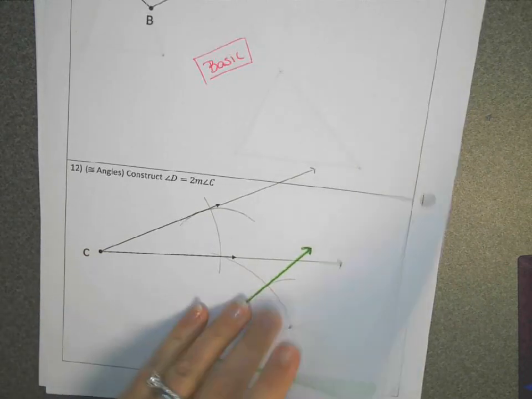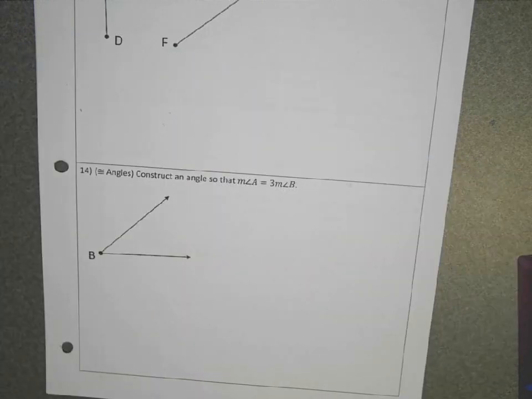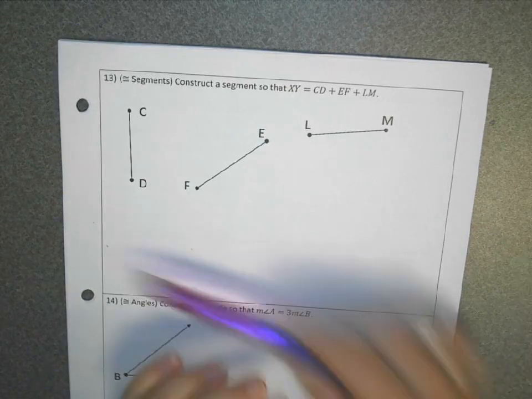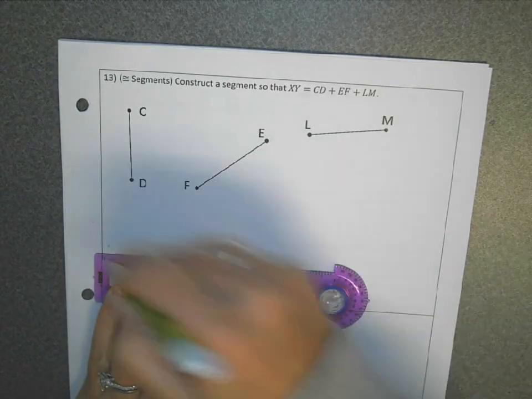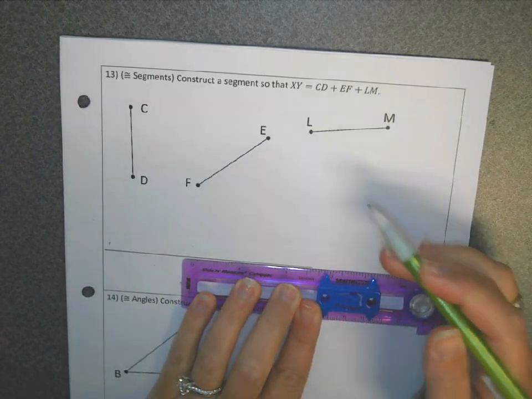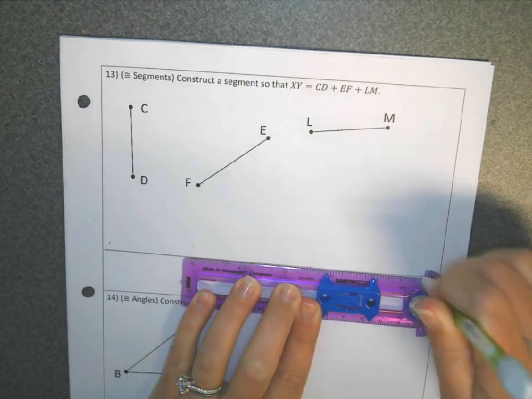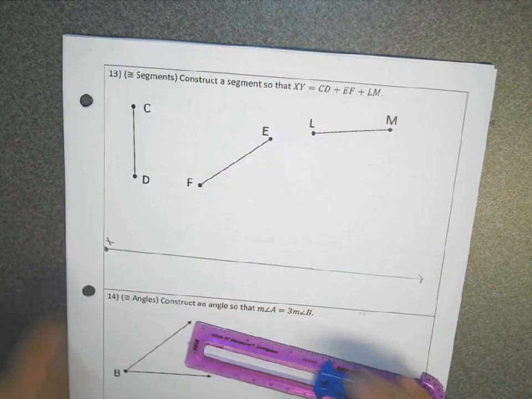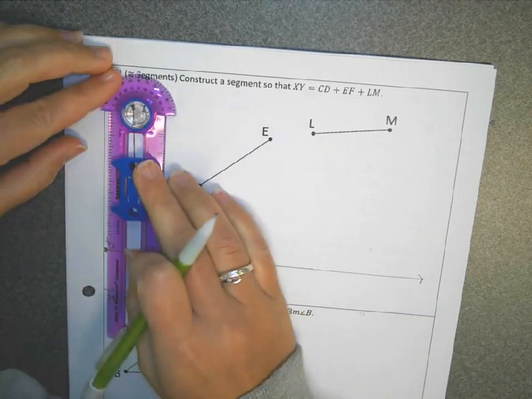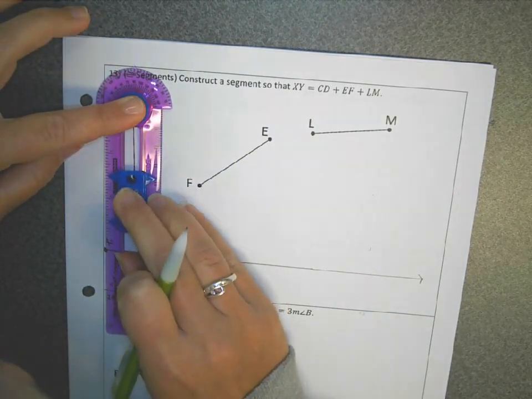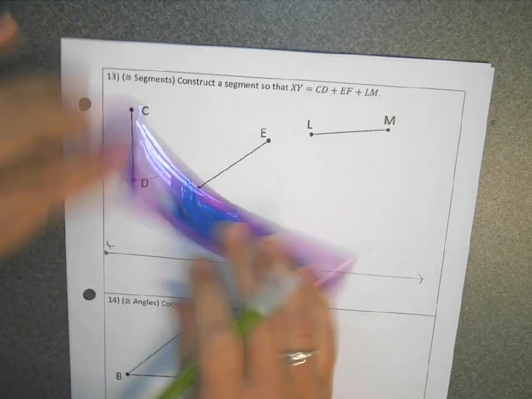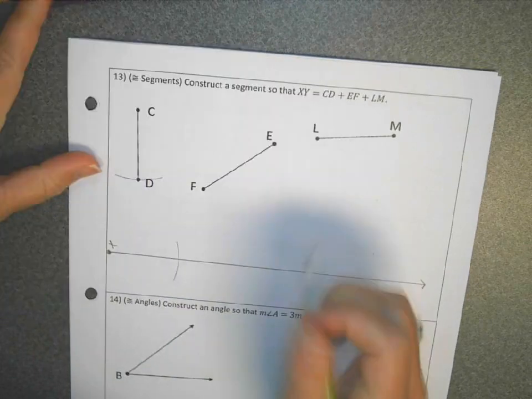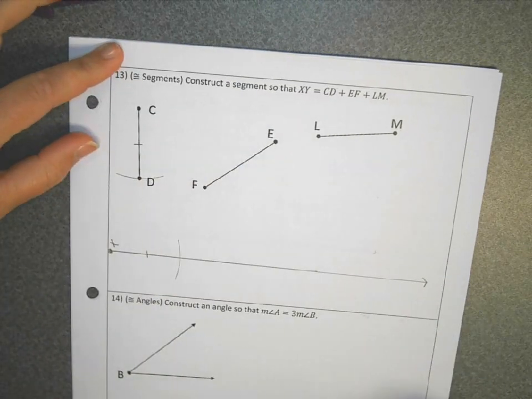Okay. The next one is constructing a segment XY so that it is these three smaller segments added together. This is very similar to one we did with number 2, except you're going to be adding more segments. So you need to start with a really long ray. I'm going to label my starting point X. You're going to copy CD. And I copied that one, so I'm going to mark that that's congruent to that.